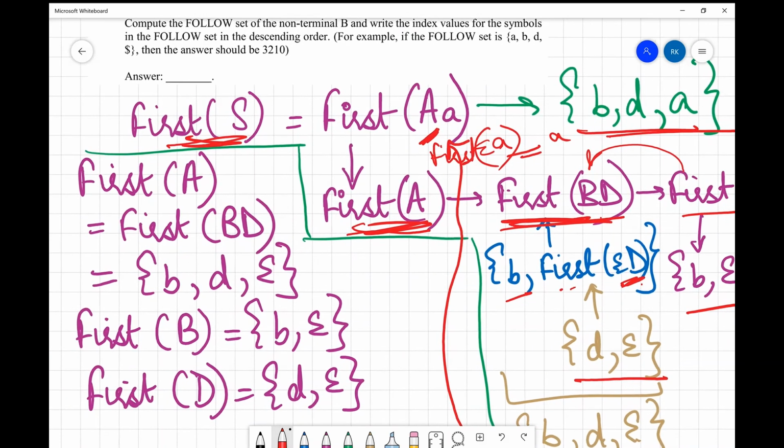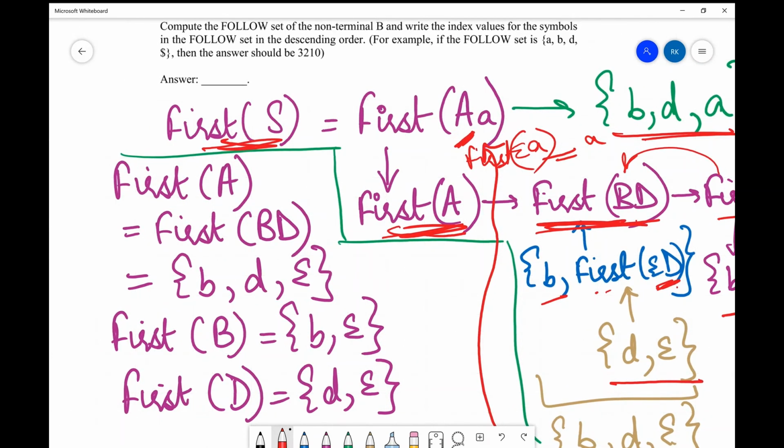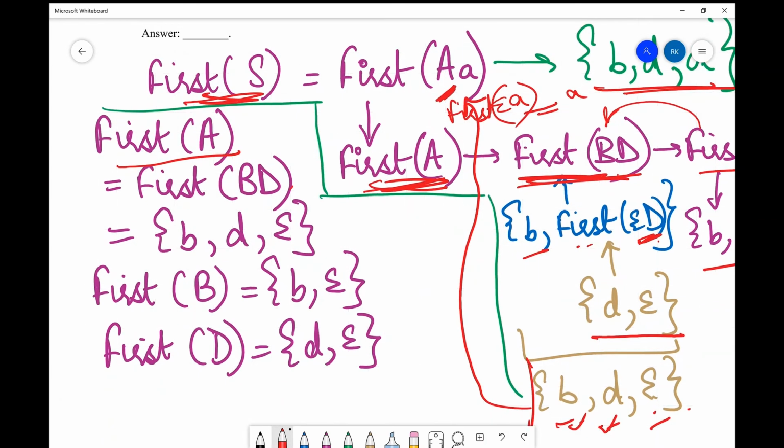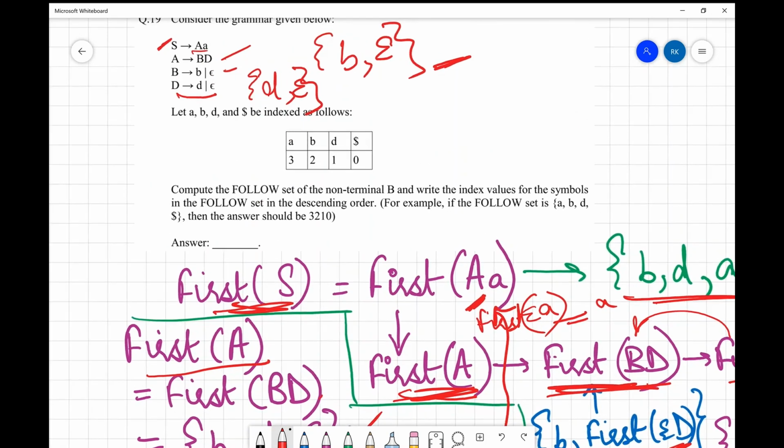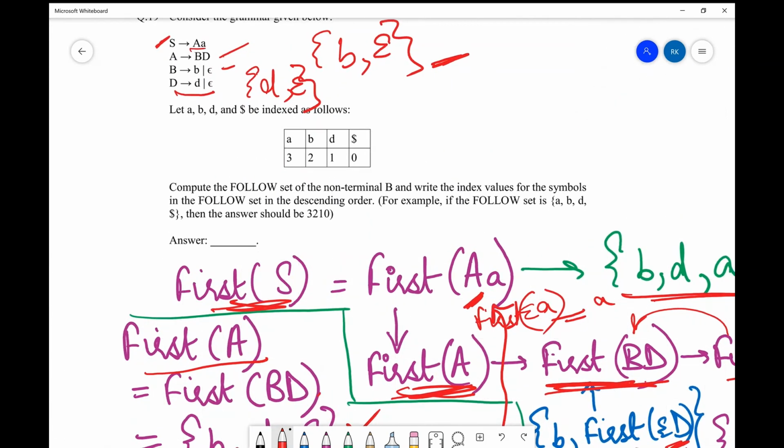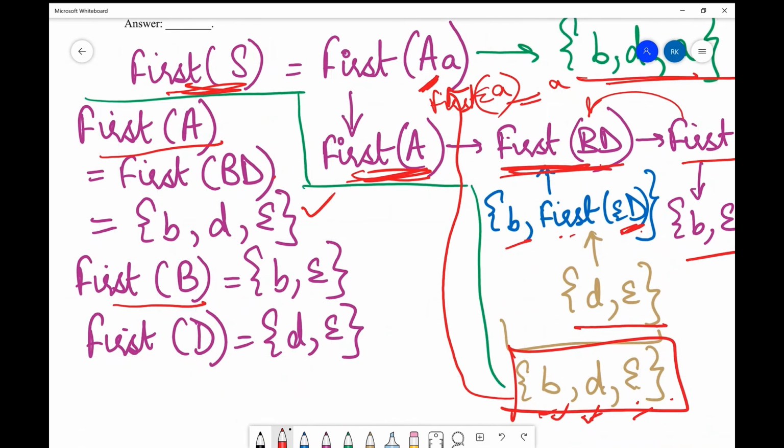Then we find for the other non-terminal symbols also. First of A was first of BD, which we just found over here, which was B, D, epsilon. So I've written it over here. Then first of B was B, epsilon. We wrote it over here. And first of D was D, epsilon. We wrote it over here. So here I've written both of them. So that's all for this session of finding first and its rules.